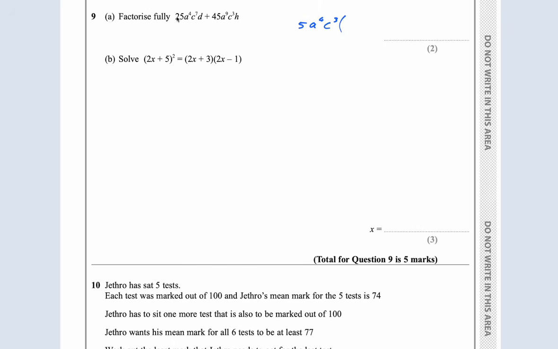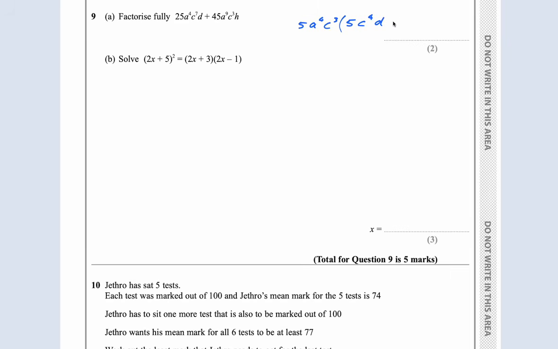Open brackets, 5 times 5 will give me the 25. No, I don't need to put any more a's because I have a to the 4 here. I need to put a c to the 4, sorry, c to the 4, because that will give me the 7. 3 plus 4 is 7. And I have to put in the d.